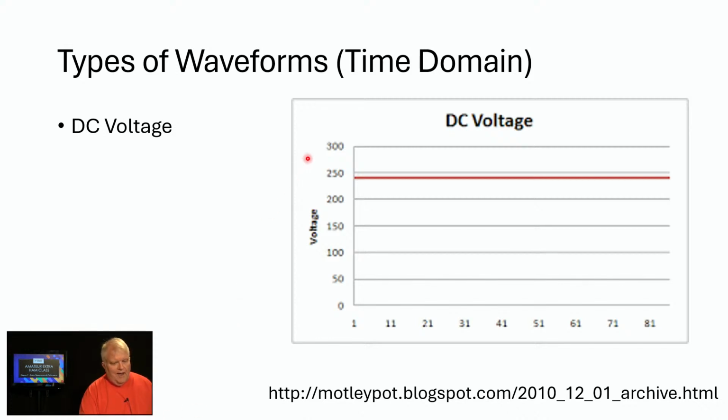So here we have a graph with amplitude on the vertical scale and time on the horizontal scale. This is what we would call a time domain view of DC. It's at a constant voltage over time. So that's a direct current in this case, and direct DC voltage. It's about 250 volts or thereabouts over time.